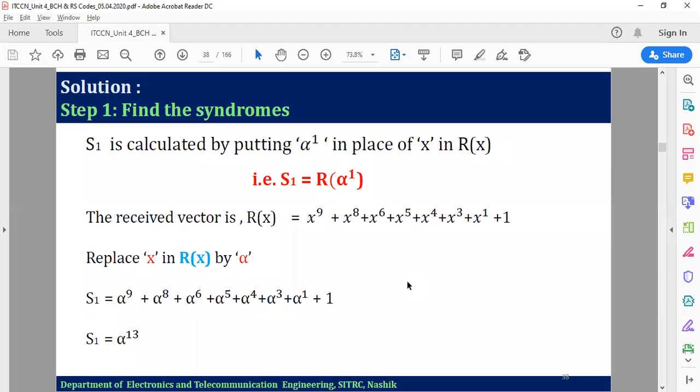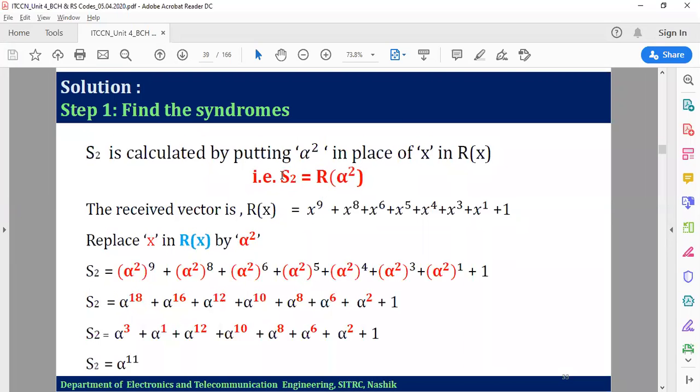Hello, please reply to me in the chat box. What is S2? Don't give me the answer directly. Just write down the equation for S2. What will be S2 in terms of R of X? Whether it will be R of alpha, R of alpha square, alpha cube, alpha 3, alpha 4, alpha 5, whether it is alpha.